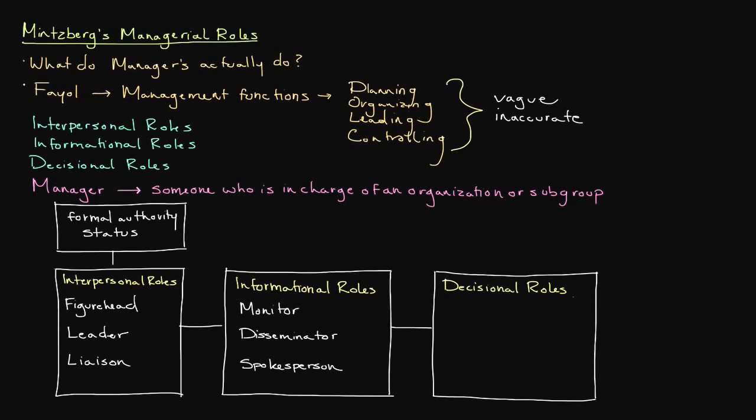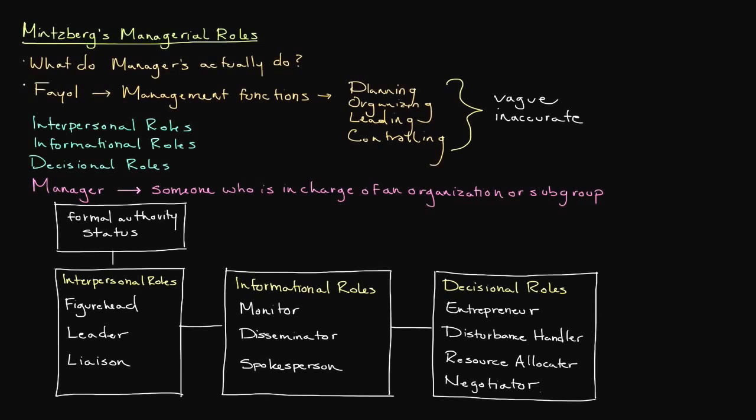Within a manager's role as a decision-maker, they also serve as an entrepreneur, disturbance handler, resource allocator, and negotiator. As an entrepreneur, managers seek to utilize their information for the purpose of improving their organization or subunit. Remember that while serving as monitor, the manager is scanning the environment for information and opportunities. As entrepreneur, the manager now takes advantage of those opportunities that were previously identified.